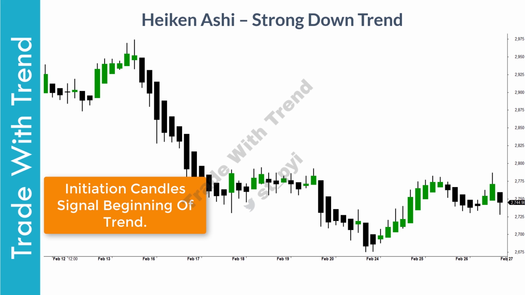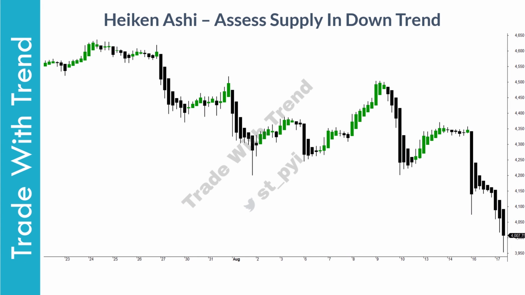Now within a trend, both initiation and continuation candles are important. In a trend, however, initiation candles need to be confirmed by continuation candles. This is an important step and this should not be skipped. So let us now come to the section of how to assess supply strength in downtrend through candlesticks.